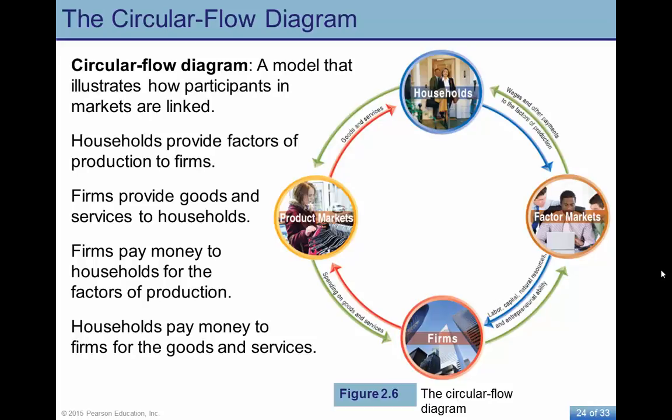Look at here. Look at my cursor. Households provide factors of production through the factor markets to the firms. Firms convert them into goods and services, and firms provide final goods and services through the product market to households. So this is the way the whole economy works. Now look at here.